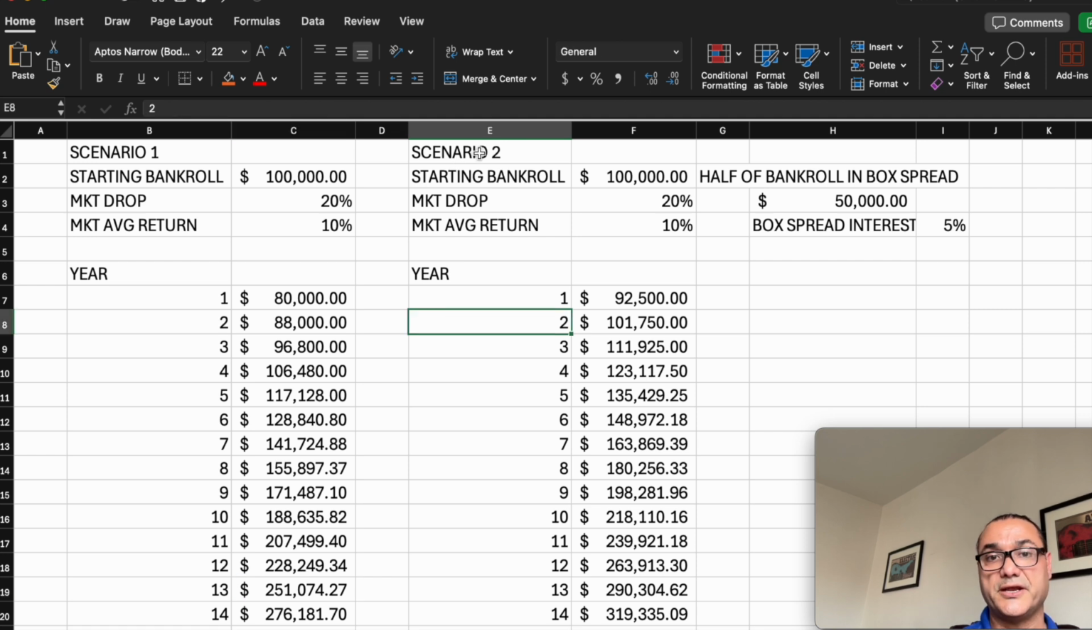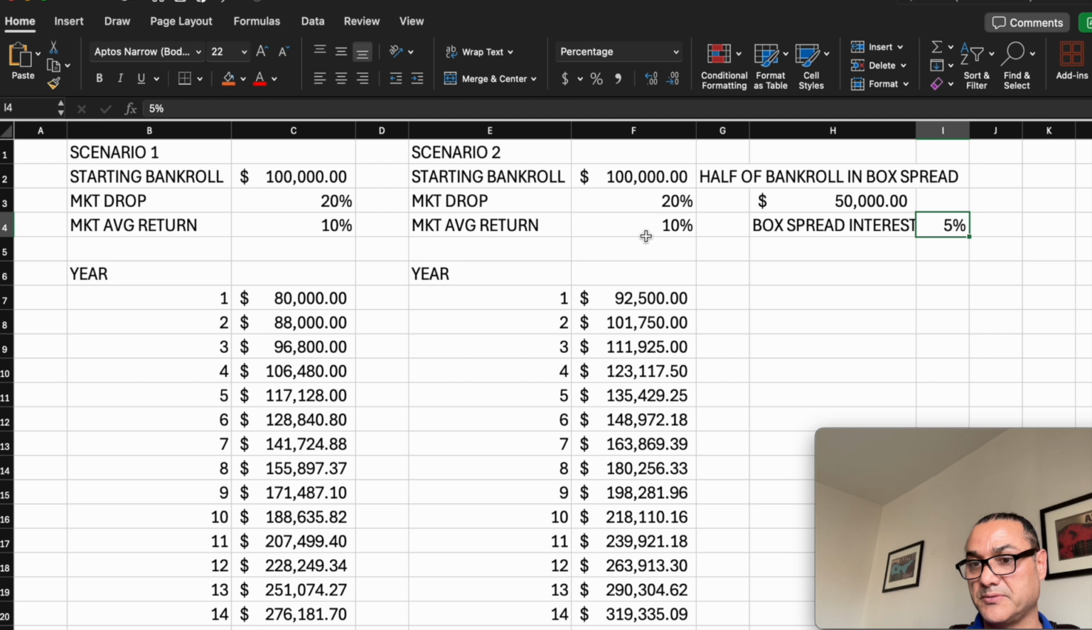Now, scenario 2, we also have a starting bankroll of 100,000, but what we're going to do here is put half of the bankroll into a box spread, and that box spread is going to yield roughly, in this case, 5%. So on half of the portfolio, you're going to earn 5%. 5% of 50,000 is 2,500. Now, on the other half of the portfolio, you also suffer a 20% drop in the market, same as in scenario 1. Now, look at what happens.